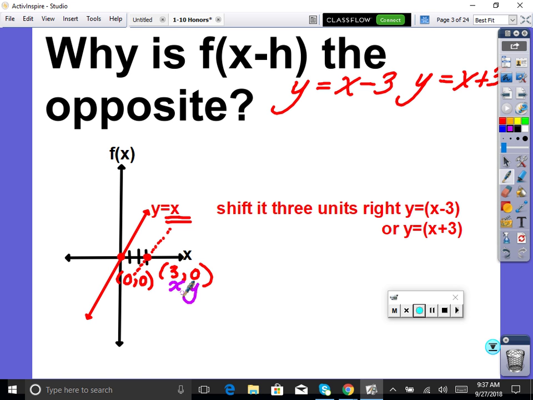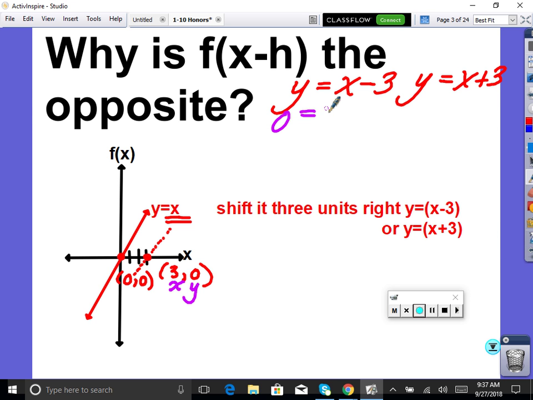X, Y, everyone. So let's plug that in both. So our X value is 3. Not X, sorry. Our Y value is 0. So we have 0 is equal to, and then our X value needs to be 3 minus 3. Let's plug it in here. Our Y value is 0, and our X value is 3 plus 3. So let's see which one's a true statement. 0 equals 0. 0 equals 6.